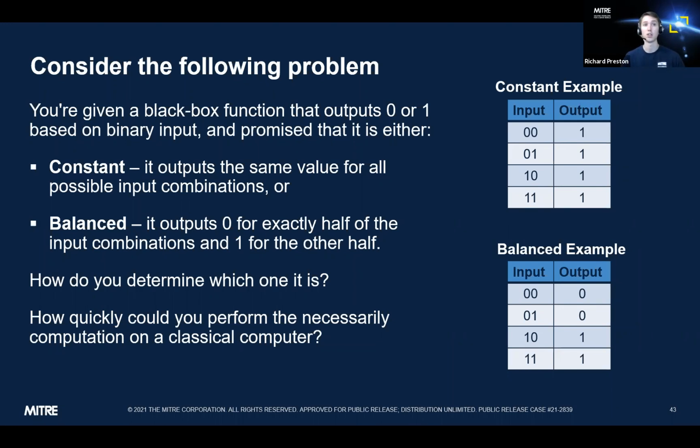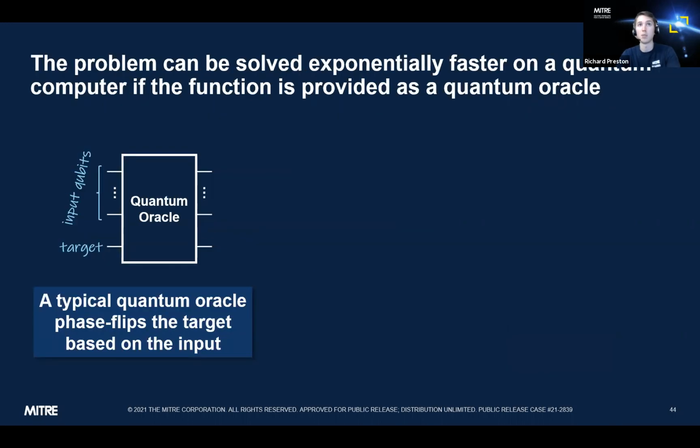Okay, so how quickly can you perform the necessary computation on a classical computer? You need to query this oracle, in the worst case, half plus 1 times. Or if you give it n bits, it would be on the order of 2 to the n, so exponential. So amazingly, a quantum computer can solve this problem in 1 iteration, or 1 query to the oracle, the black box function. So the problem can be solved exponentially faster on a quantum computer if the function is provided as a quantum oracle. A quantum oracle is like a black box function, but the way a quantum oracle is typically implemented, it phase flips the target based on the input.